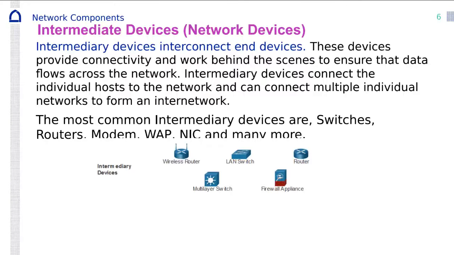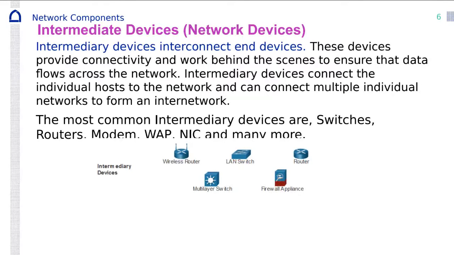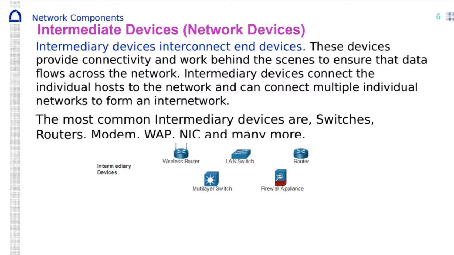The intermediary devices interconnect end devices with the network. So your end device is connected to the intermediary, then to the network device. Very good. The most common intermediary devices are switches, routers, modems, WAP. What is WAP? Very good. Wireless access point. WAP. Don't forget these names, please. NIC, WAP. Okay.